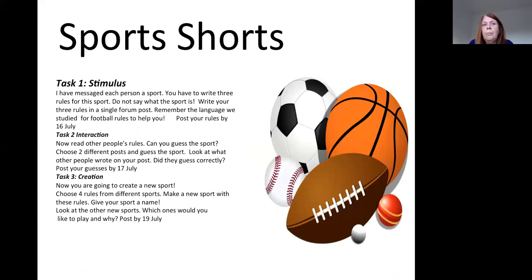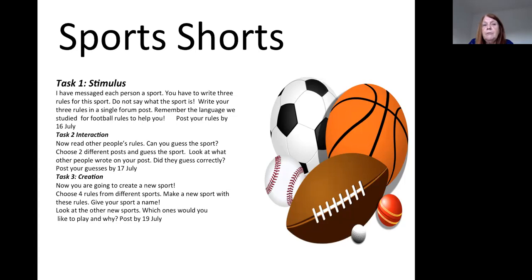Here's a slightly more complicated one called sports shorts. So this is where a private message facility comes in. You message each person a sport. So imagine the messenger facility on Facebook, for example, or there's a similar one on Edmodo. I've messaged each person a sport. You have to write 3 rules for this sport. Don't say what the sport is, and write your 3 rules in a single post.